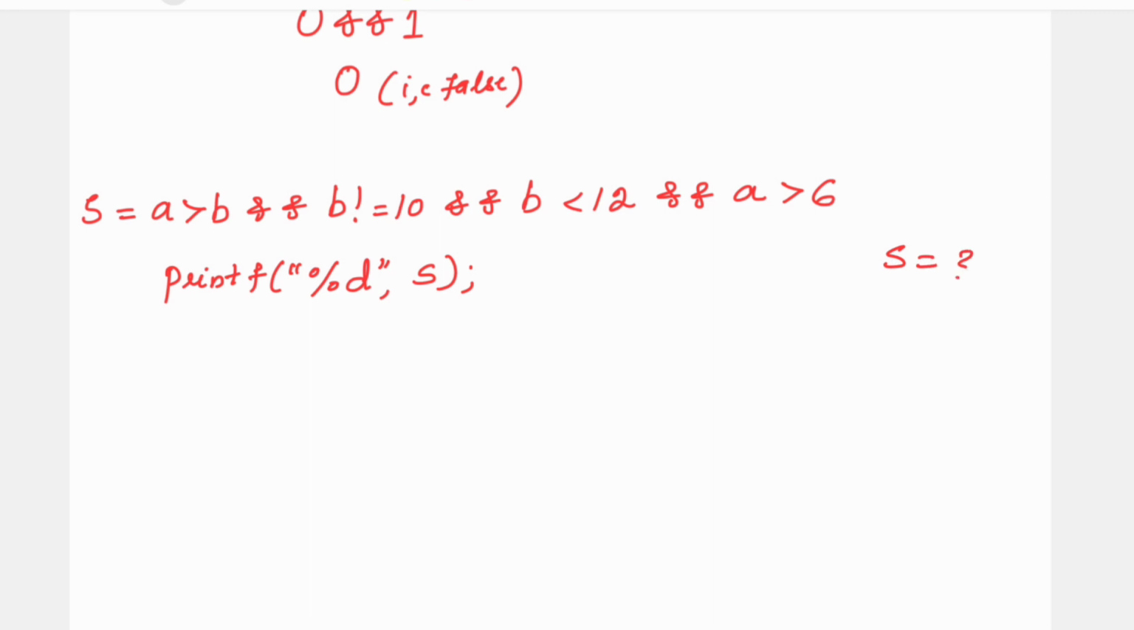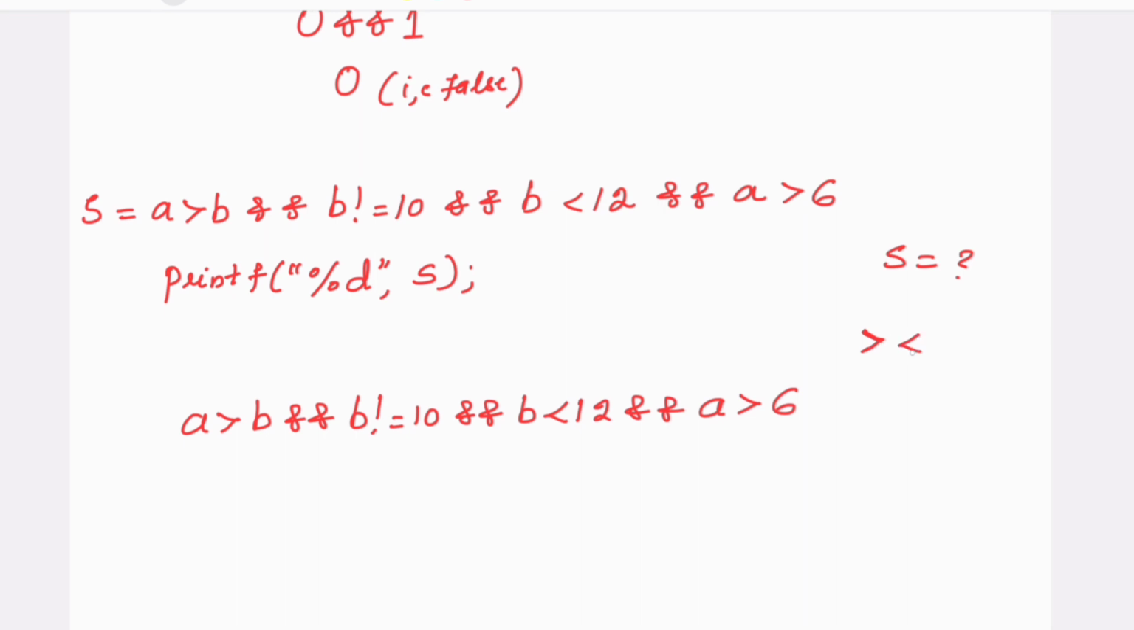So what is it that is getting stored in S? Now let me copy down this expression. A greater than B, logical ANDed with B not equal to 10, logical ANDed with B less than 12, logical ANDed with A greater than 6. You are going to first consider the relational operators, because the relational operators have got the higher priority. So greater than operator, less than operator, then you have to evaluate the not equal to operator, then you have next the priority as logical AND operator.